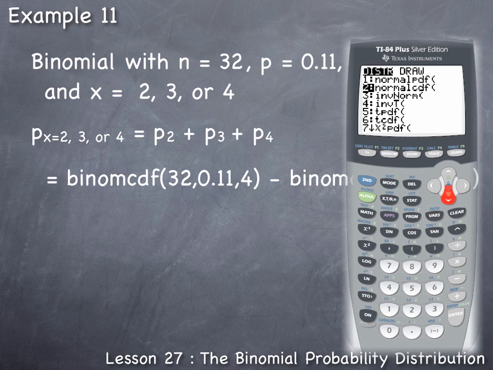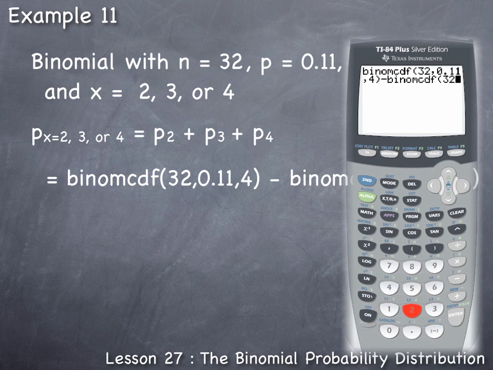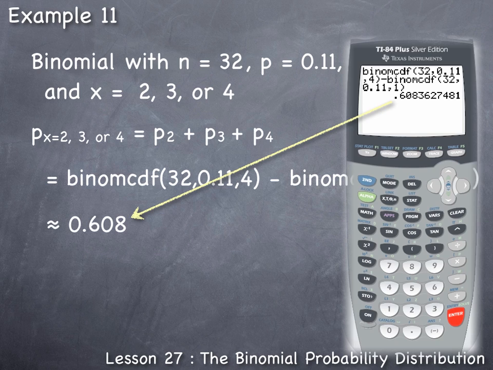So another binomCDF is found by going 2nd, DISTR, arrow down till we find the binomCDF, press enter, and then n was 32, comma, p was 0.11, comma, and the x is 1, because we don't want the 0 and the 1. Press enter, gives us our answer. It rounds off to 0.608. So our probability is 0.608.